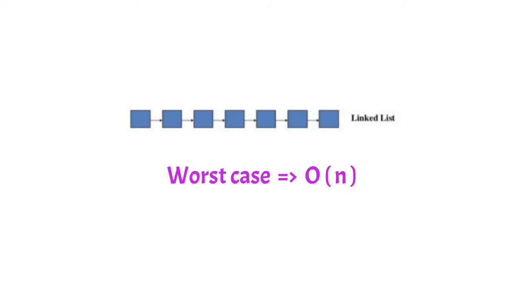Order of n is very bad and it is mitigated by using BST to implement chaining. Popular implementations in different languages like Java and Python use BST for chaining, where the time complexity of search is order of log n.